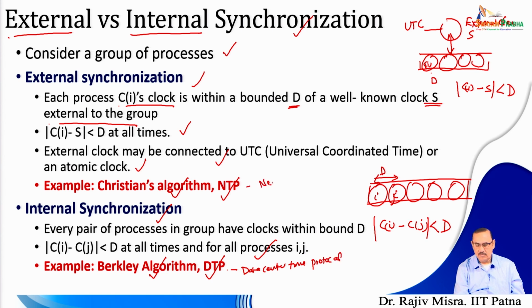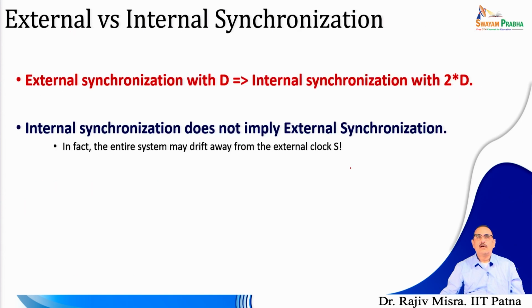NTP is the Network Time Protocol. Now, between external synchronization and internal synchronization, there is a bound. External synchronization with the bound D is equivalent to internal synchronization with the bound 2 times D. That is, internal synchronization does not imply external synchronization. In fact, the entire system may drift away from the external clock S.